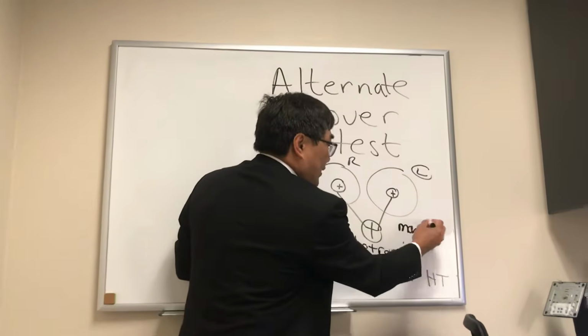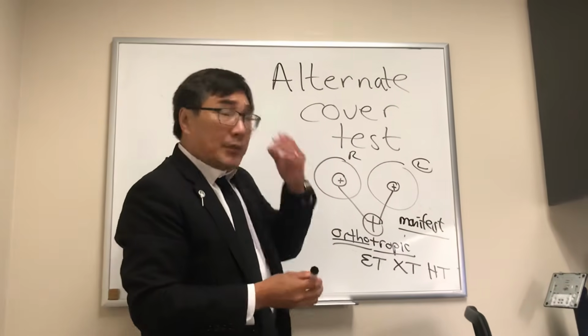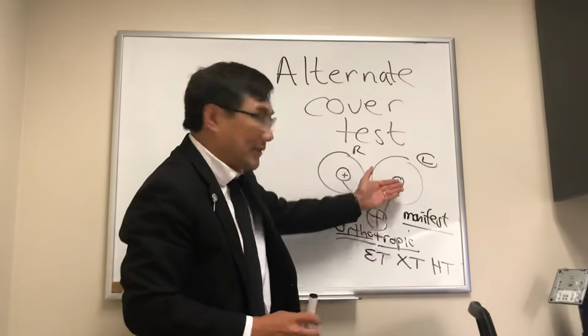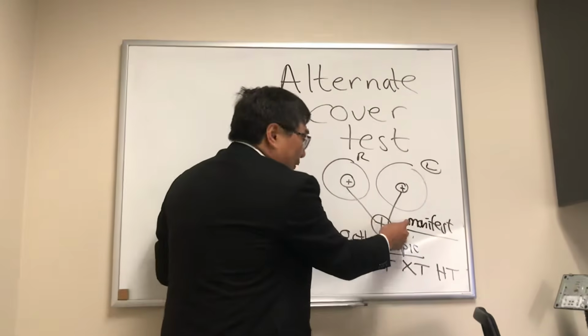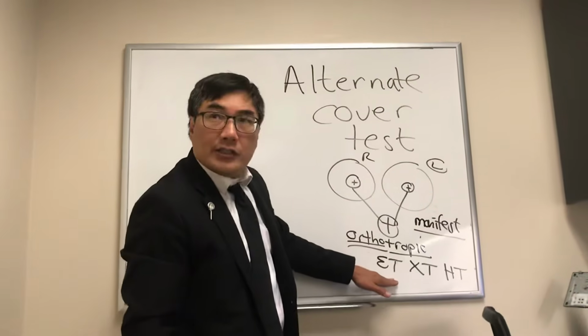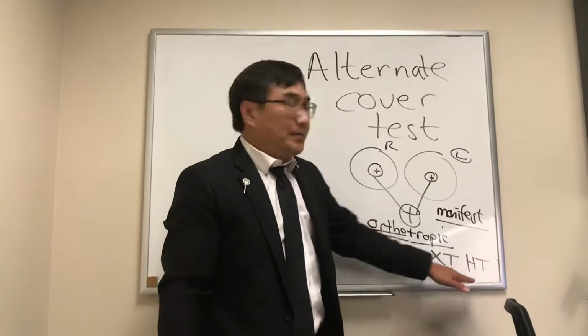Manifest means it's visible all the time. Obviously, it assumes that the eye can move and that both eyes can see. So if an eye is blind, it won't move to pick up fixation because it can't see. However, a manifest deviation is detected on the cover test, and that's what we were using to detect a tropia, whether it's ESO, EXO, or hypertropia.